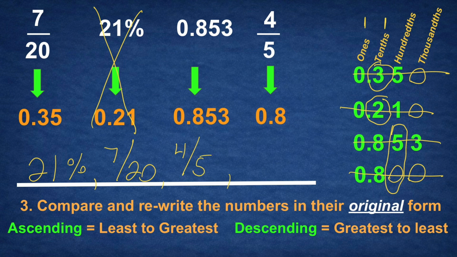And our last number is going to be 0.853. And the original form for that was already a decimal. So we're just going to rewrite that as is. And there are our numbers in ascending order: 21%, 7/20ths, 4/5, and 0.853.